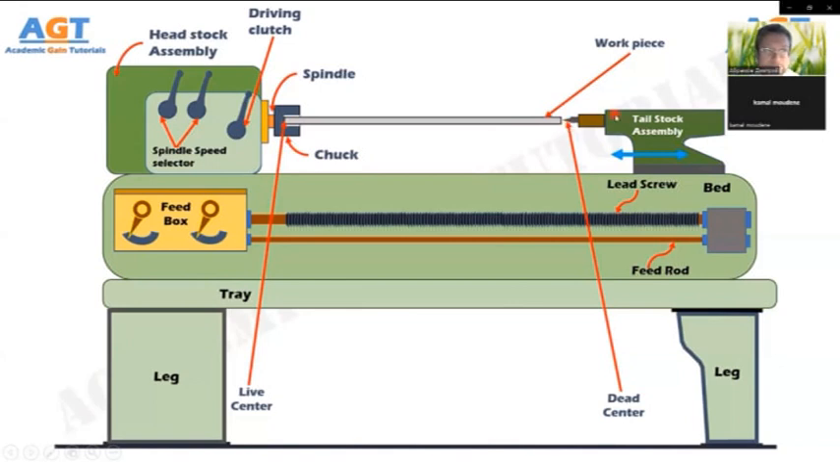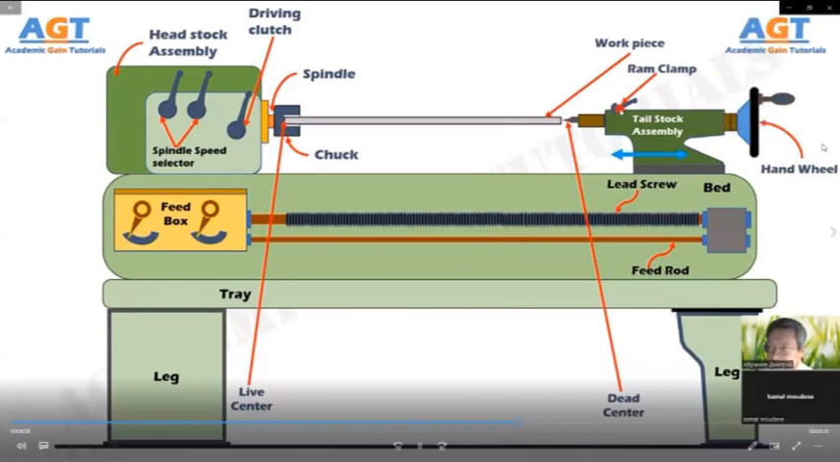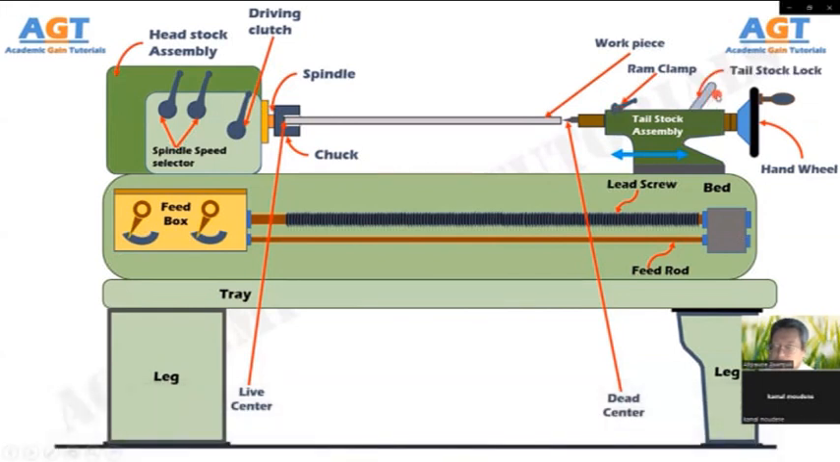In the tailstock assembly, we also have the ram clamp and the hand wheel. When we rotate this hand traversing wheel, this dead center moves back and forth. That is, when this hand wheel is rotated, the dead center moves in and out. The ram clamp is used to apply a lock on this movement of the dead center. So this ram clamp locks the dead center in the tailstock, so it does not move. In addition to this, there is also a tailstock lock, which is used for locking the tailstock firmly in place according to our requirement during machining operation.